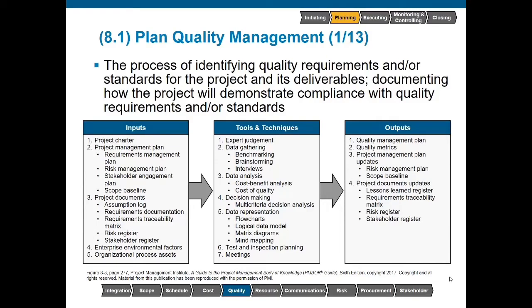Plan quality management is the process of identifying quality requirements and/or the standards for the project and its deliverables. It's also concerned with documenting how the project will demonstrate compliance with quality requirements and/or standards. The primary output here is the quality management plan, which again is the answer to the how question. How are we going to do all the other processes within the project quality management knowledge area?